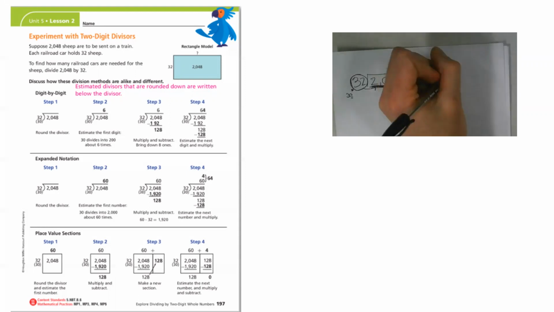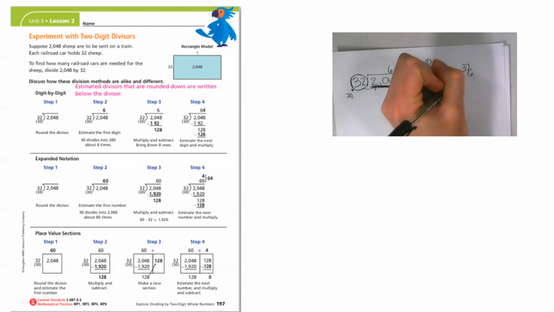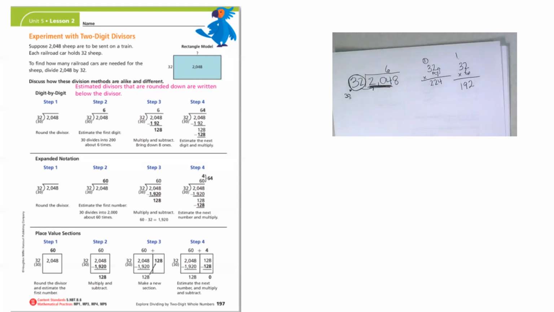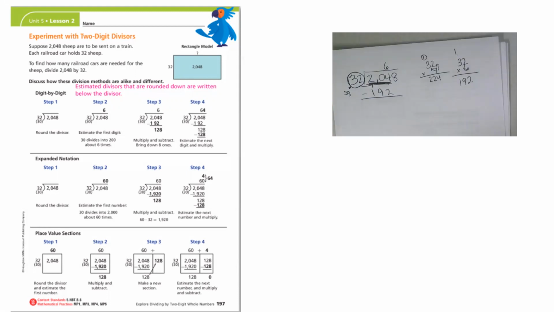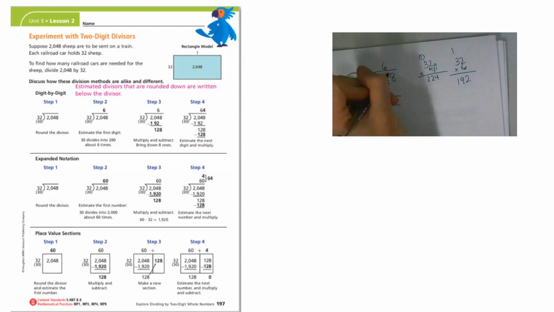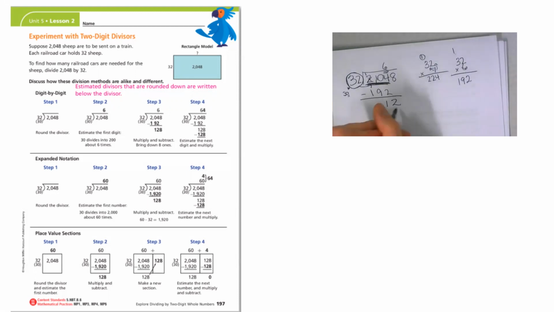Now if I take out 6 groups of 32, what will that be? It'll be 192. Now I want to figure out what is left. There's 12 left. When I took out 6 groups and have 12 left, I just want to check and make sure that was correct. And yes, that's correct, because I have some left, but I don't have enough left to make another group.